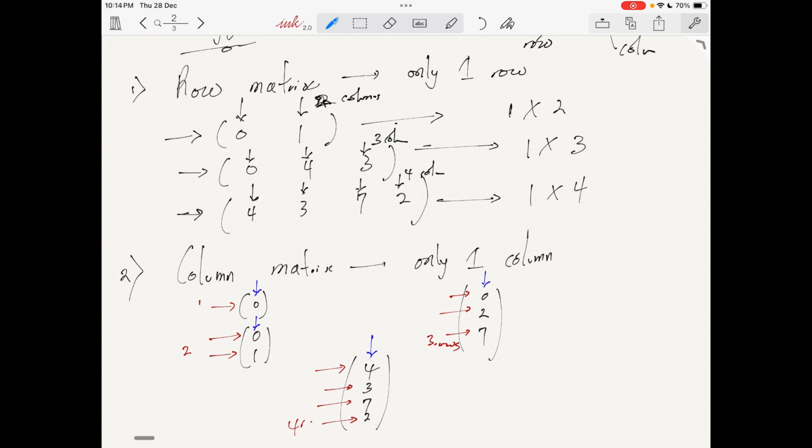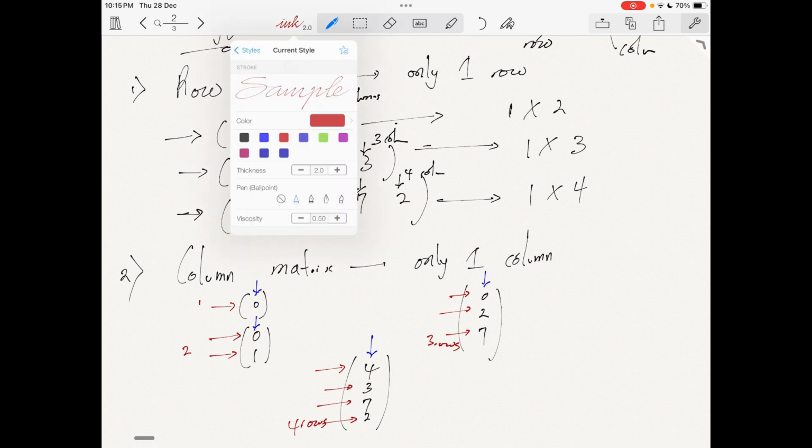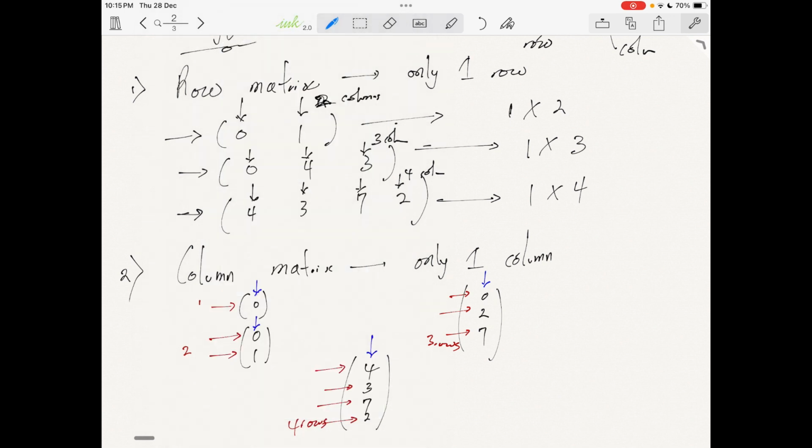Okay, so the order of matrix, that's what it is. The order of matrix here will be 1 by 1, because it has one row, one column. The order of matrix here will be 2 by 1, because it has two rows and a single column. The order of matrix here will be 3 by 1. It has three rows and a single column. The order of matrix here will be 4 by 1, because it has four rows and a single column.